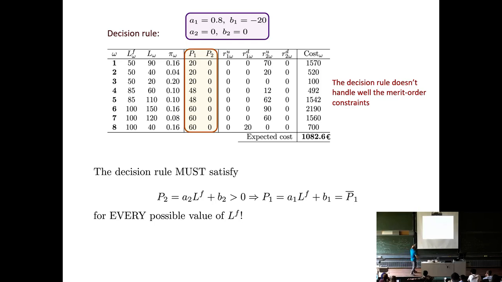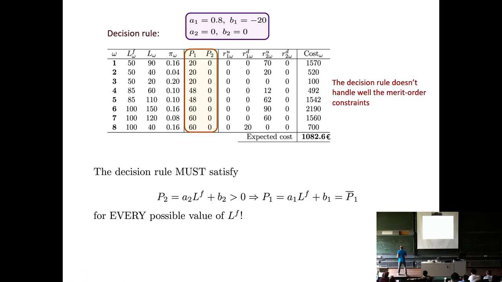Why is that? Because the decision rule must satisfy this constraint, which we know very well already. P2, the decision rule of P2, can only be strictly greater than 0 if this is greater than 0, then this decision rule, which is P1, has to be at maximum capacity. And this must be satisfied for every possible value of the context, every possible value of LF. The decision rule for P2 can only be greater than 0 if the result of the first decision rule is at maximum capacity. For those of you who are familiar with optimization, this requirement for every possible value of LF is something very constraining. In the previous problem, we had only two contexts.